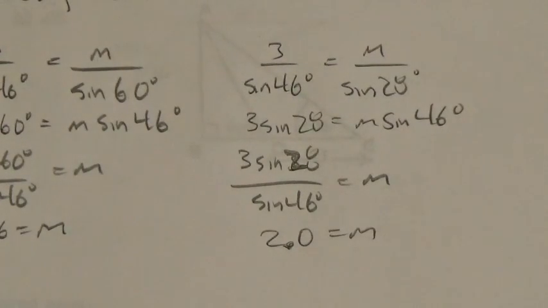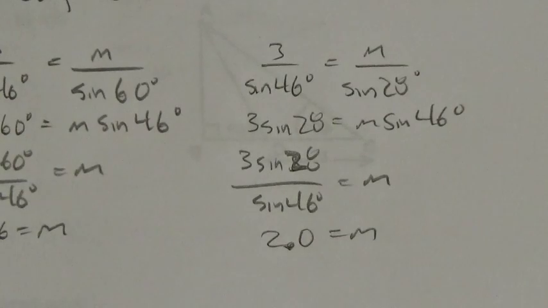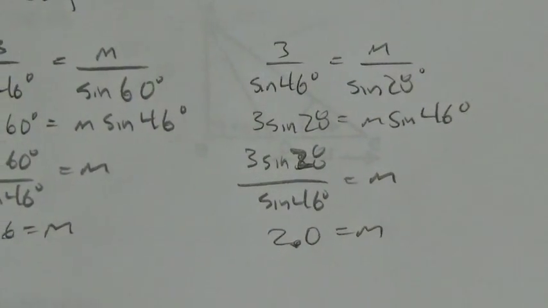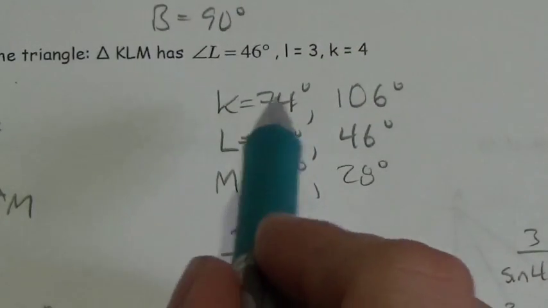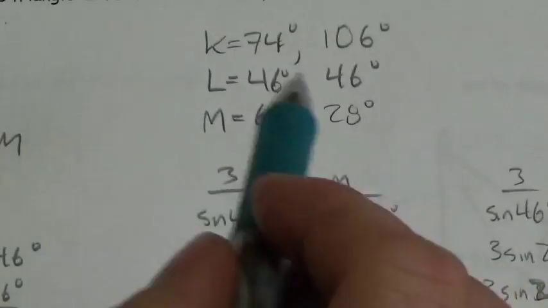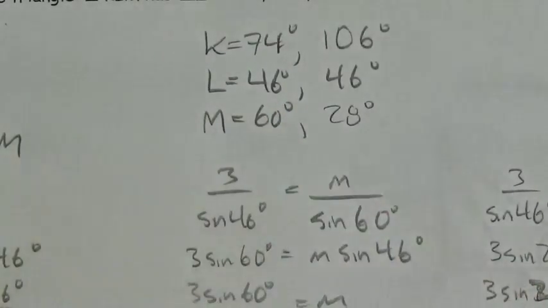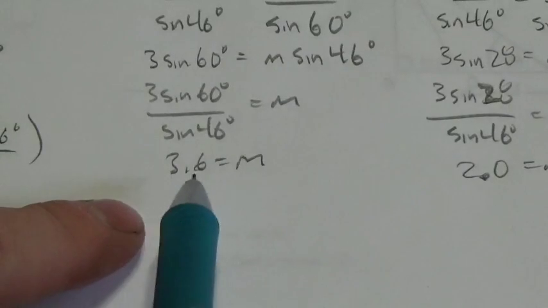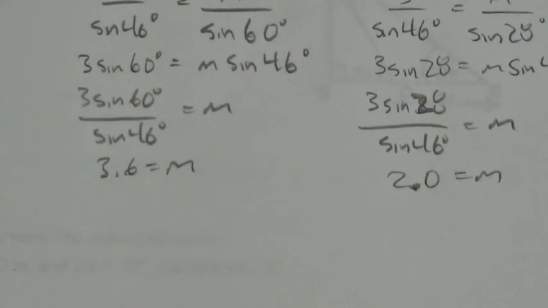Okay, so there you go. We've solved this triangle. We've got two possibilities. K could have been 74 or 106, which means M could have been 60 or 28, which means finally m could have been 3.6 or 2.0.